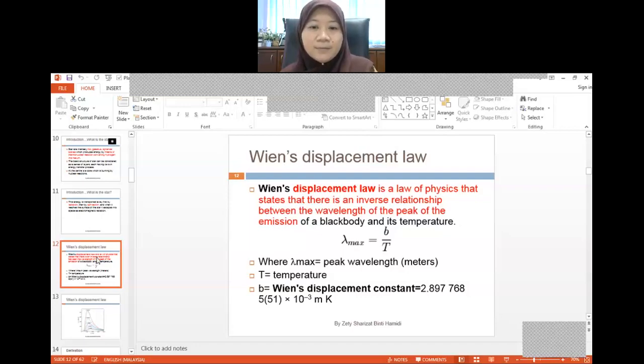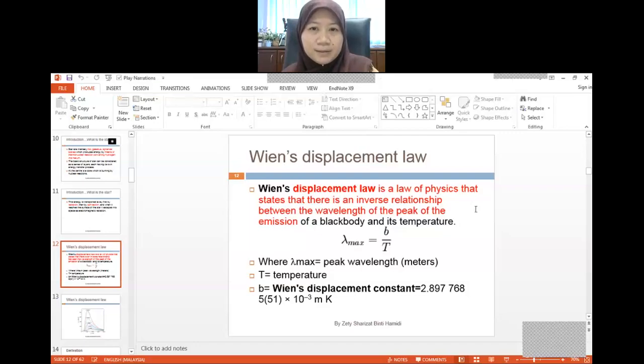So we can have that Wien's constant is about 2.8 times 10 to the power of negative 3 meter Kelvin. So bear in mind, this is actually meter Kelvin, not milli Kelvin, right? Because the wavelength is actually in meter units. Okay. So when we talk about lambda maximum, this actually represents the peak. So we can have the peak in this case.